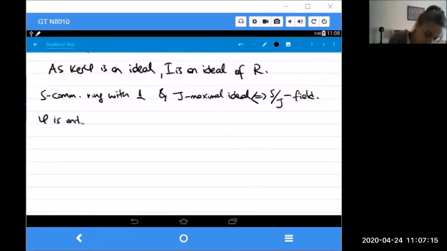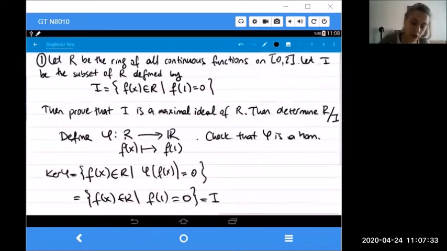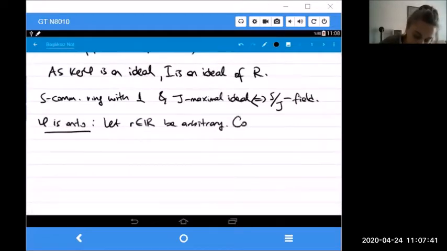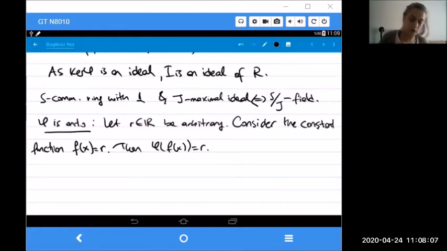Let r be an arbitrary real number. Then we have to find a function in our ring of continuous functions on [0, 2] whose image is r. So let us consider the constant function f(x) = r. Then phi of f(x) is equal to r, and this gives the surjective property of our function phi.